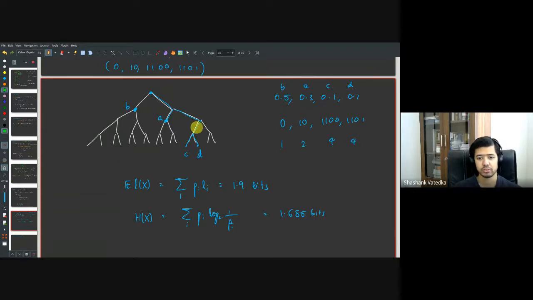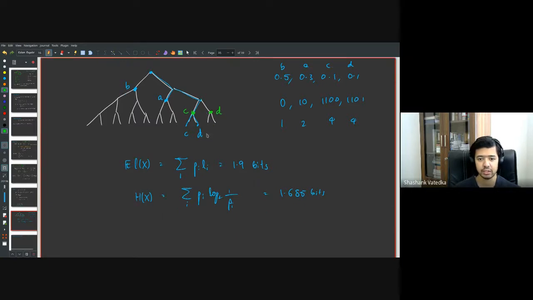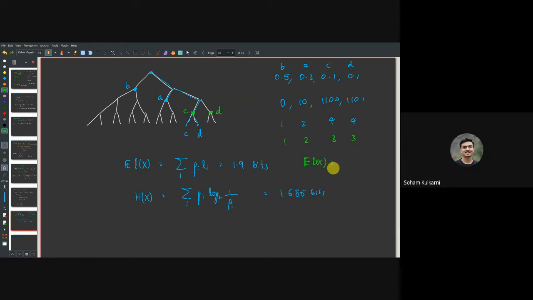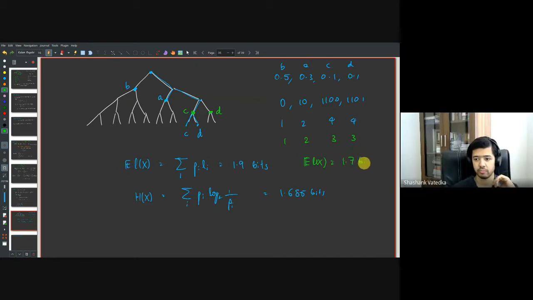Because you're assigning code words of length 4 for C and D, but if you look at the code word tree, you can immediately see that I could have assigned this code word for C and this code word for D, and in that case, the expected length would have been much smaller. For A and B, the code word lengths are the same. For C and D, they are shorter, and therefore this is strictly better than what we just designed. So the code word lengths would instead be 1, 2, 3, and 3. And what would the expected length be? 1.7. Right, so this is definitely better than what we just designed.